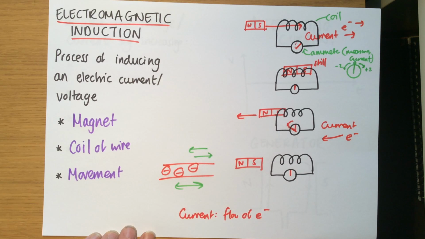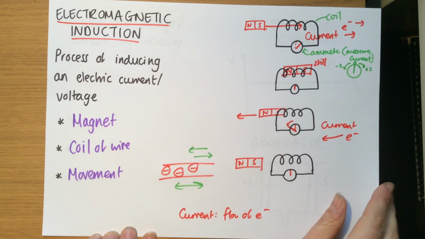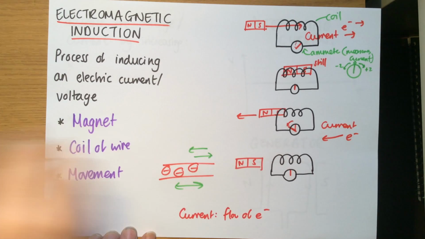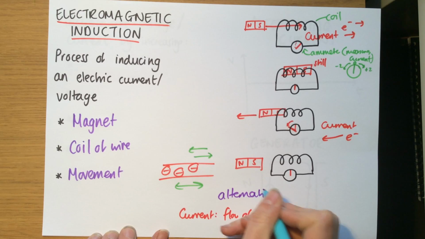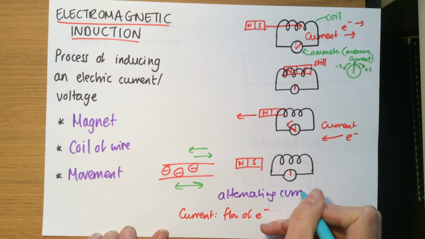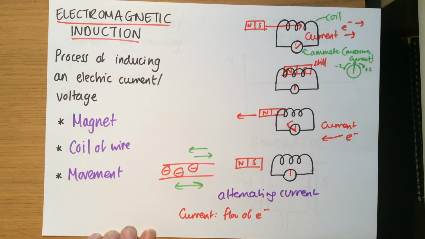This is different to what you get with a battery, so don't get too confused. When you've looked at electricity in terms of models, especially at Key Stage 3, you'll think about direct current, which is a bit different. This current is going forwards and backwards. It's alternating. And for this reason, it's called an alternating current. So this process, EM induction, produces an alternating current. We're going to look at that in a bit more detail in a second.